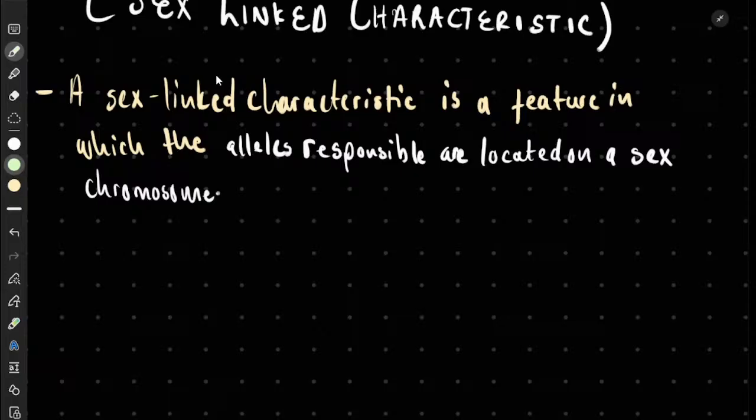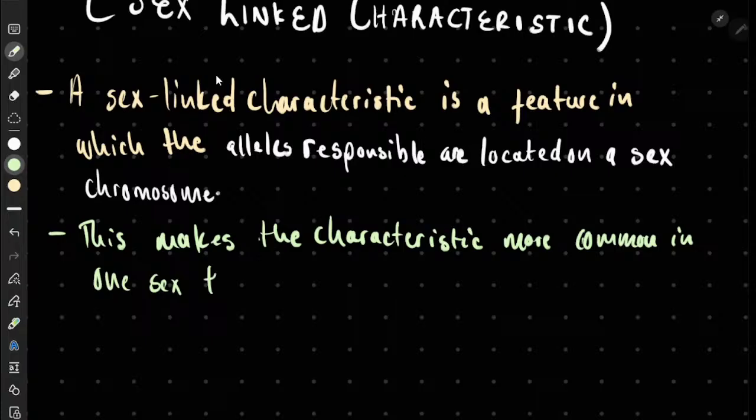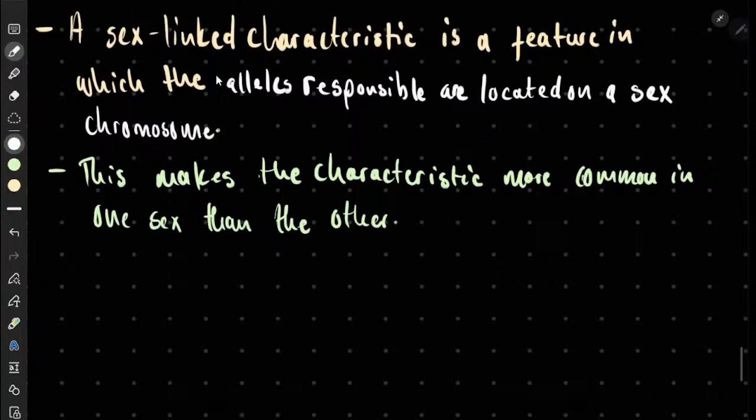The alleles responsible are located on a sex chromosome. This makes the characteristic more common in one sex than the other. That's just what sex-linked characteristic means. It means it will be a characteristic that has an allele that is located on a chromosome, okay? On a sex chromosome, not just a chromosome, but on a sex chromosome.